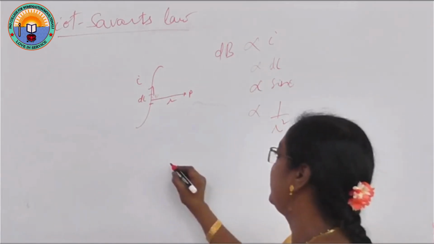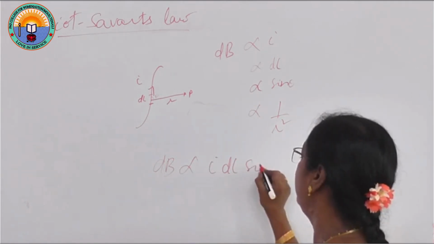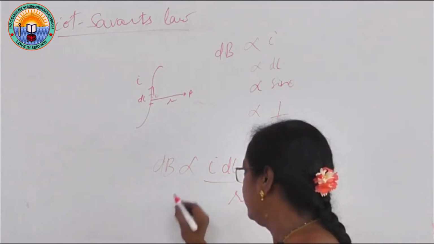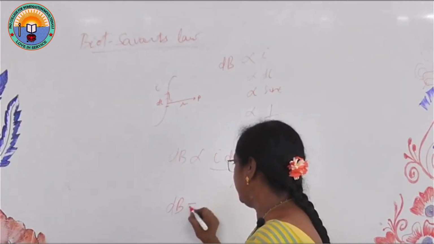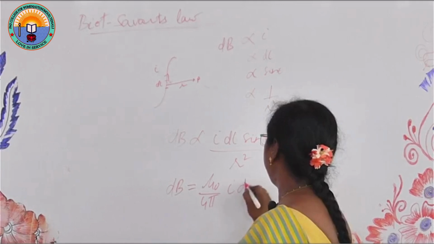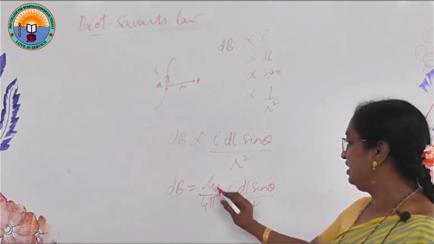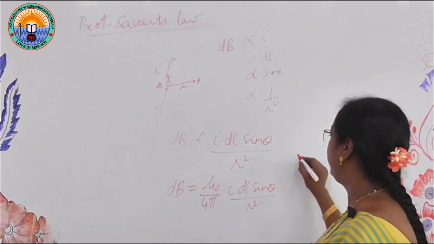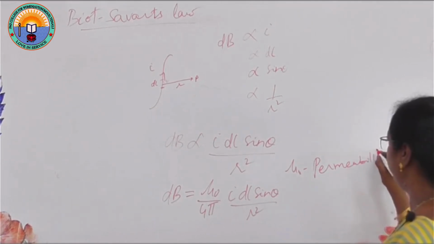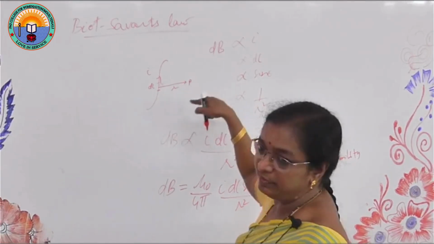So combining all these factors, we can write dB proportional to I dl sin theta by r square. So our dB is equal to, we put some constant, mu naught by 4 pi, I dl sin theta by r square. Here mu naught is known as permeability of free space. So this is about Biot-Savart's law.